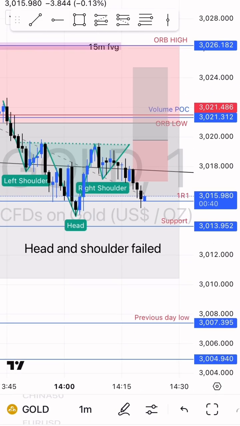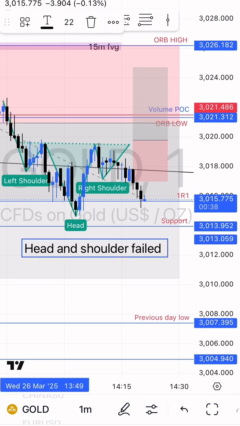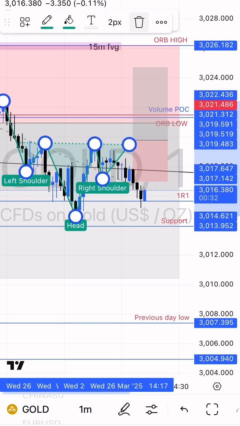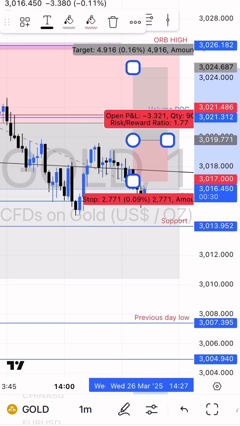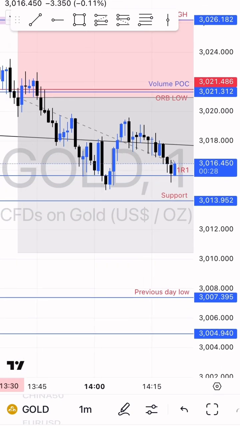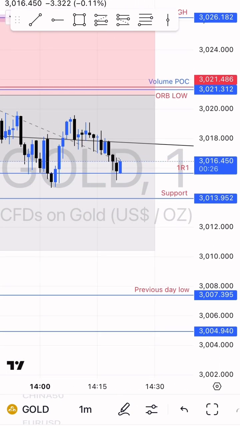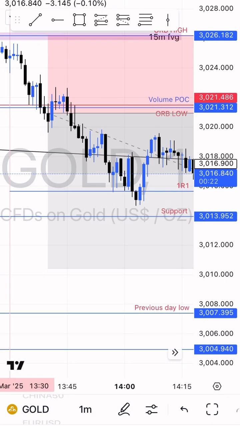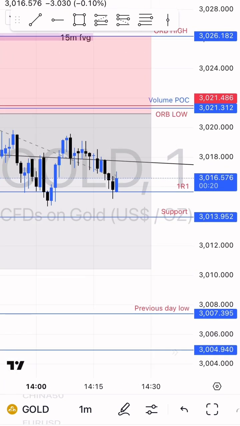Always wait for your clear confirmation entry, irrespective of whatever chart pattern, whatever support and resistance, and whatever you see in the market. So this head and shoulders pattern has failed. That's not the right setup. So let's just hold the ORB together and let's see what is going to happen on this ORB. What are we seeing there?